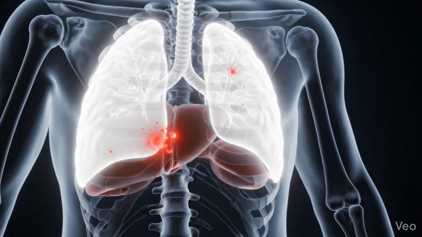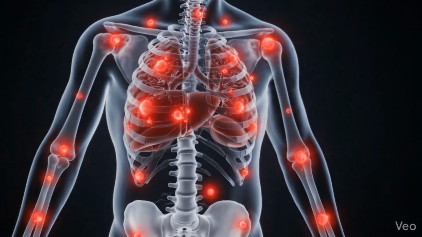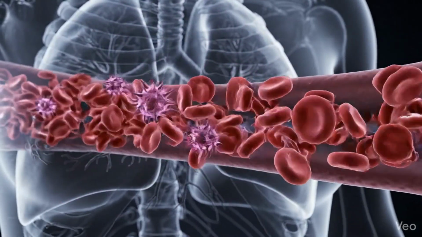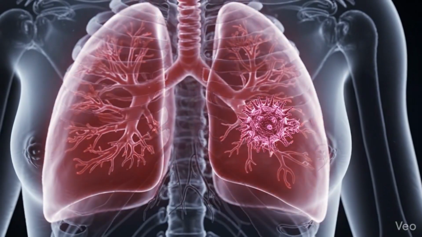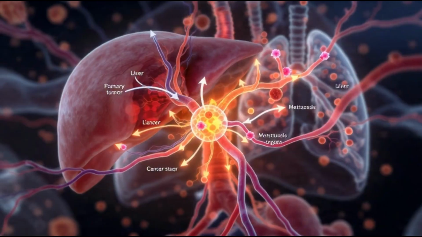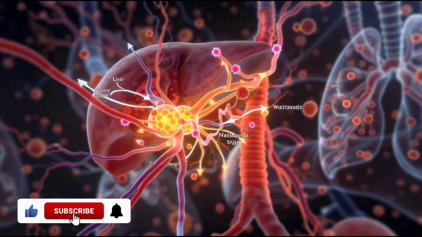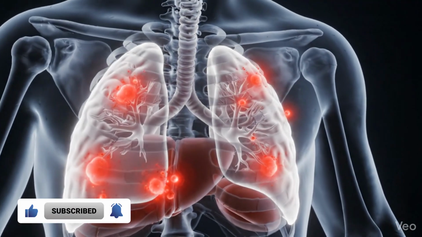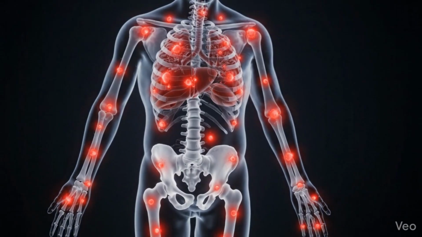Common sites of metastasis. Different cancers spread to specific organs. For example, breast cancer commonly spreads to bone, liver, lung, brain. Lung cancer commonly spreads to brain, liver, bone. Prostate cancer commonly spreads to bone. Colon cancer commonly spreads to liver. Why? Because blood flow patterns and organ environment matter.